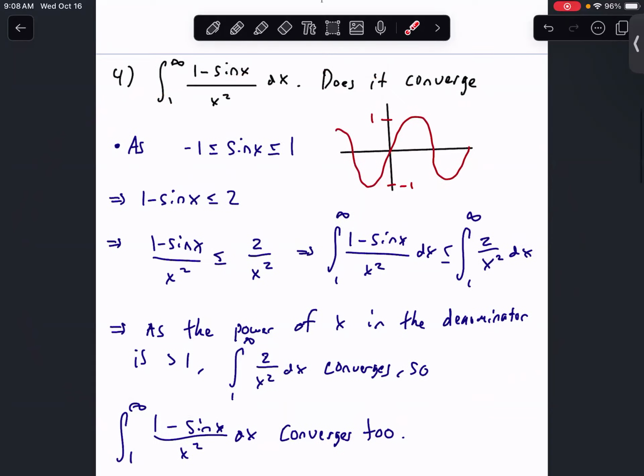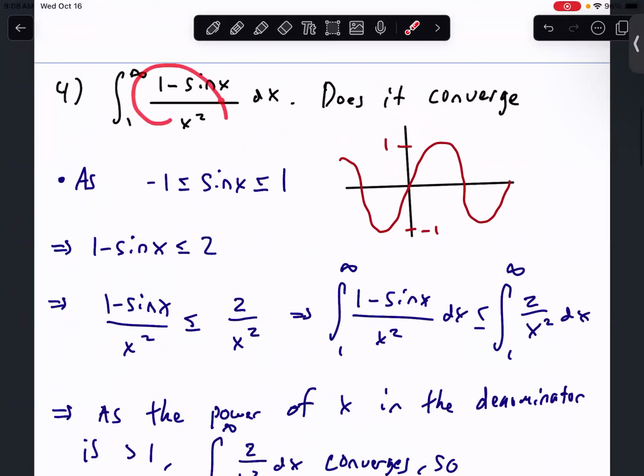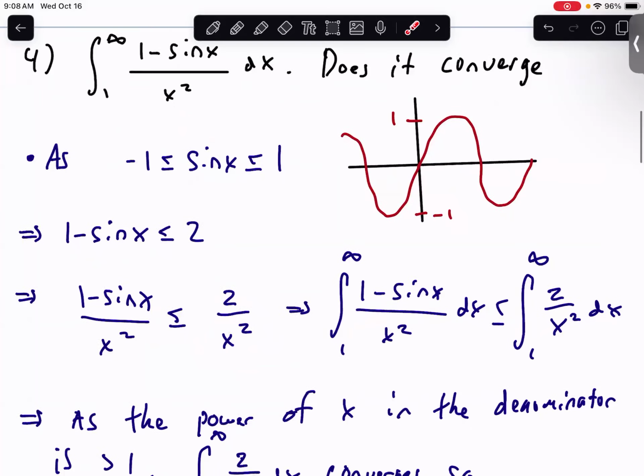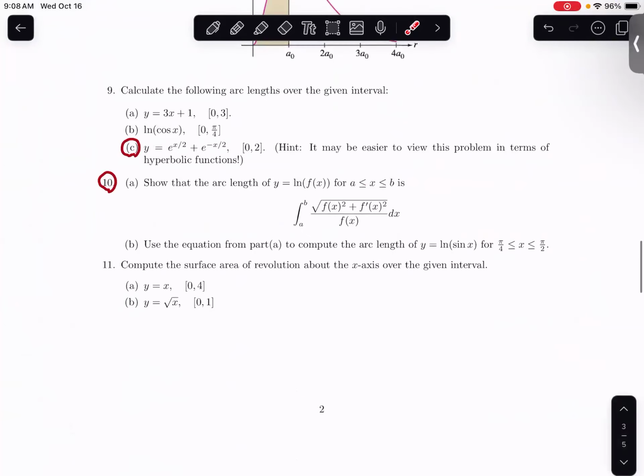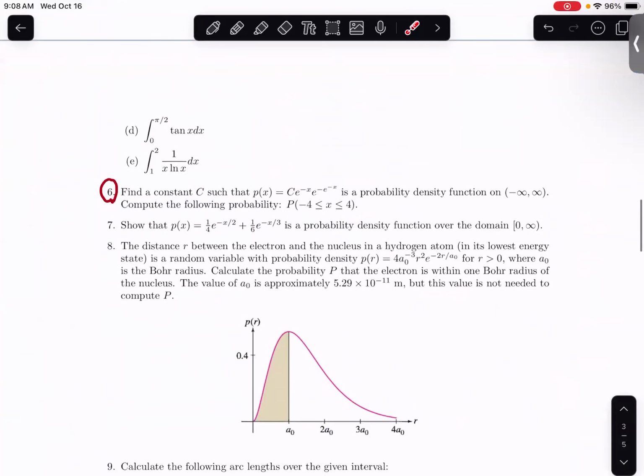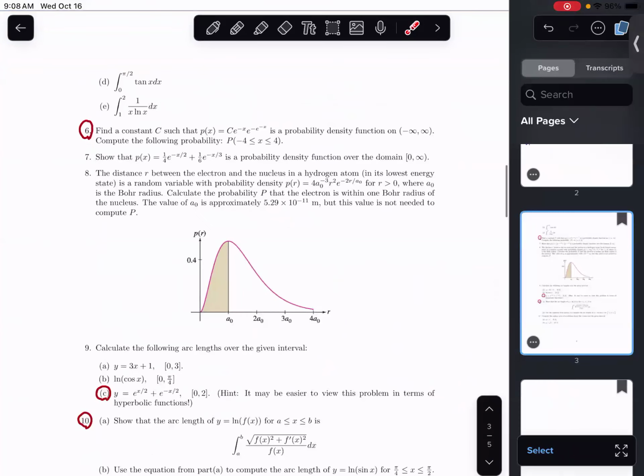Okay. The main point was just seeing that there's this 1 minus sine of x, so changing the numerator so it incorporates something over x squared, because we know how to work with this via the p-test. Okay, so the next one is problem 6. I think this one's a homework problem as well next week.